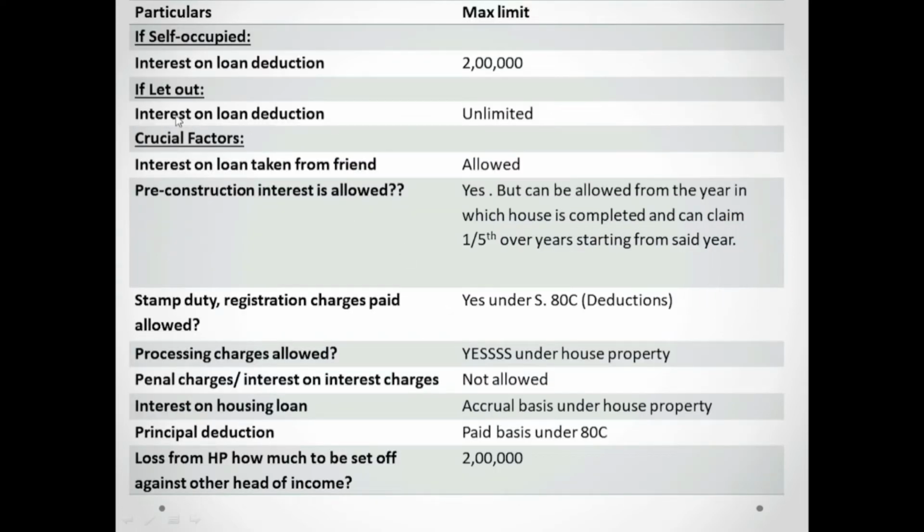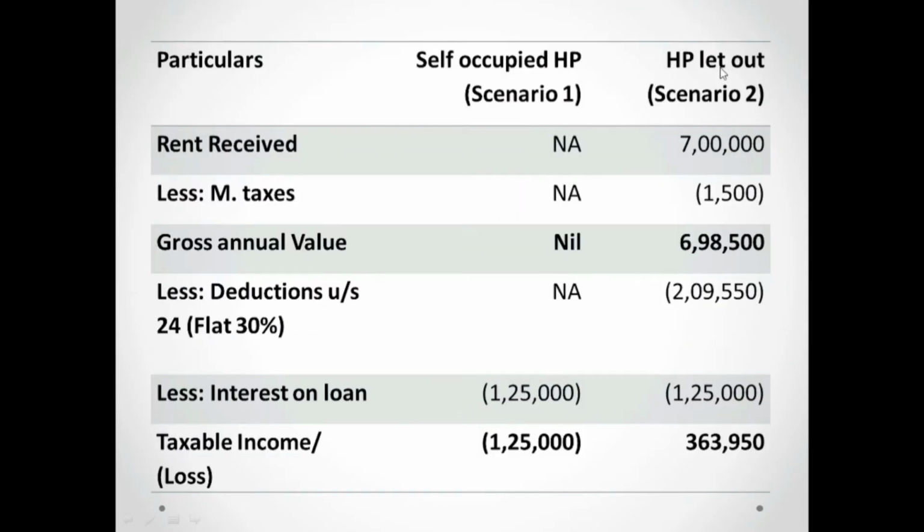Clear? Next, if the house property is let out, then interest on loan deduction will be unlimited, guys, unlimited. So in this case where you can see 1,25,000, even if it was 4 lakh, 5 lakh, 6 lakh, 7 lakh, still the interest on loan would be eligible because there is no restriction on that.